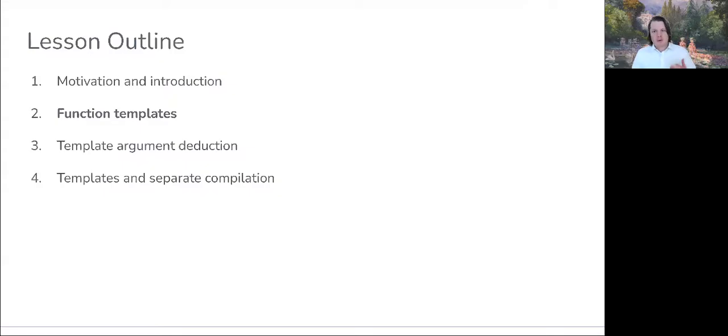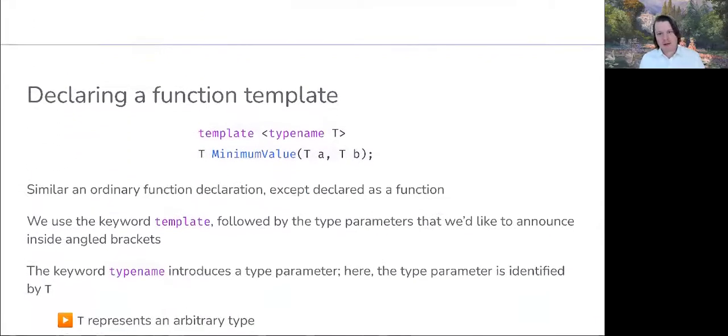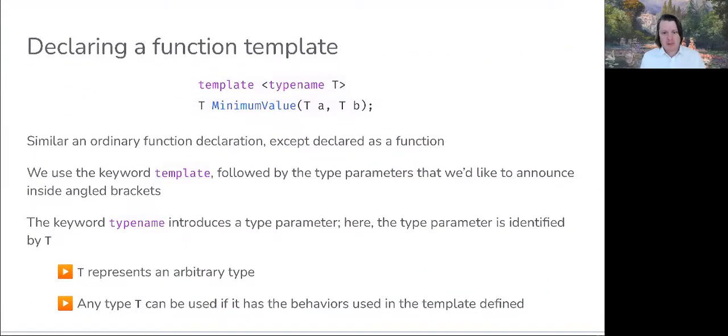Howdy and welcome back. So we'll get into some of the anatomy of a function template in C++ here. And we're going to start with a declaration of a function template. This is going to be pretty similar to what we've already experienced with an ordinary function declaration, except we're going to produce a declaration that communicates that it is a declaration for a function template.